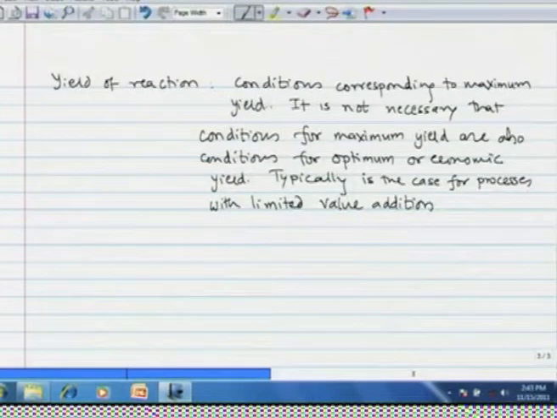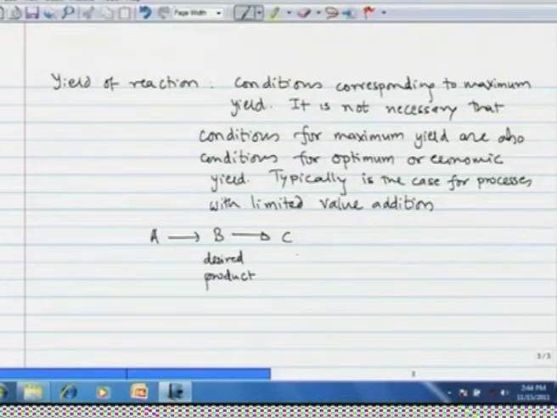Now, let me demonstrate this thing with an example. Okay. Now, let us say we are carrying out a reaction in which A goes to B and there is a side reaction where B goes to C. B is the desired product of the process, while C is the undesired or waste product of the process.